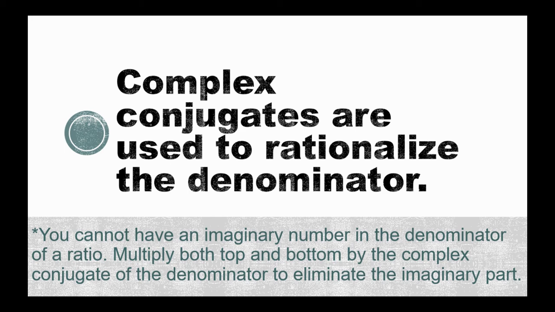So the rule in math, I guess this is kind of a general math rule, if you will: you cannot have an imaginary number in the denominator of a fraction. Or you should at least know this. So we are going to multiply both the top and the bottom by the complex conjugate of the denominator so that that i goes away.